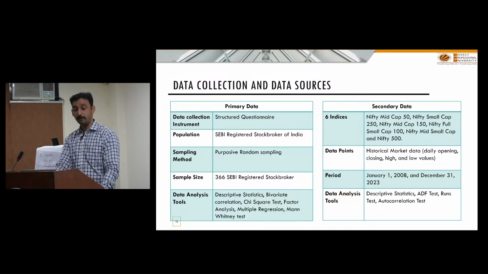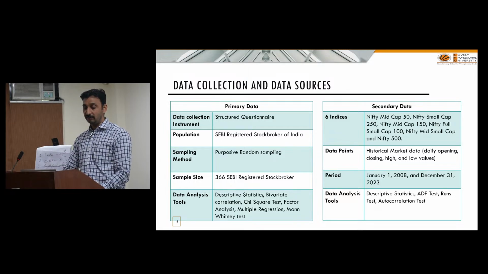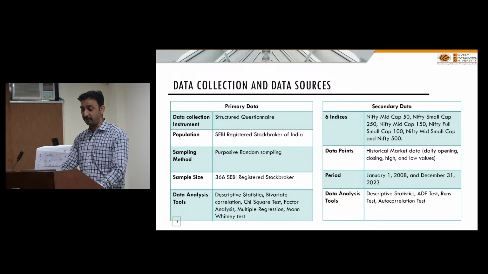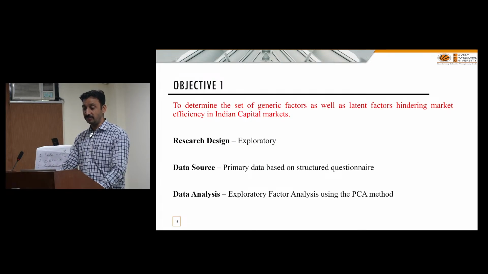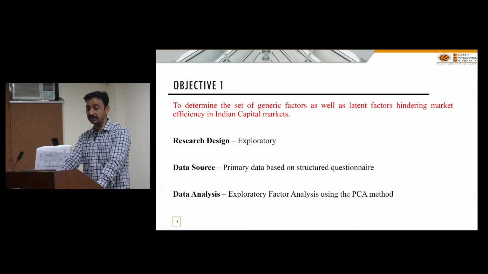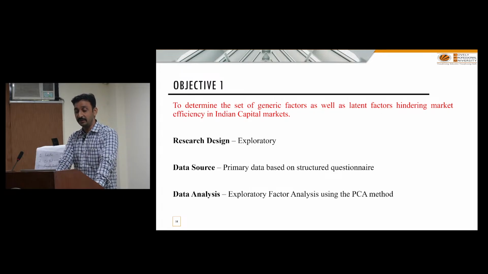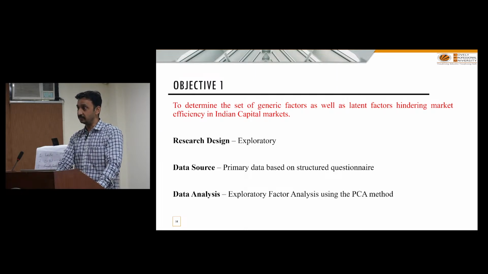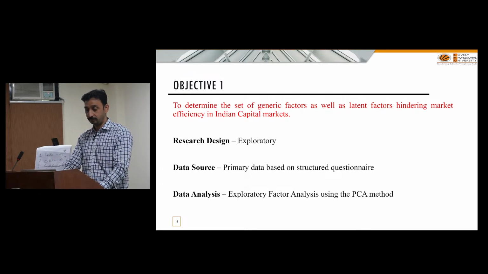Now for my objective 1. My objective 1 is, as I said, to determine the set of generic factors as well as latent factors hindering the efficiency of the Indian capital market. So the research design is exploratory design. The data source, as I said, is primary data based on the structured questionnaire. Data analysis is exploratory factor analysis using the principal component analysis method that I have done.